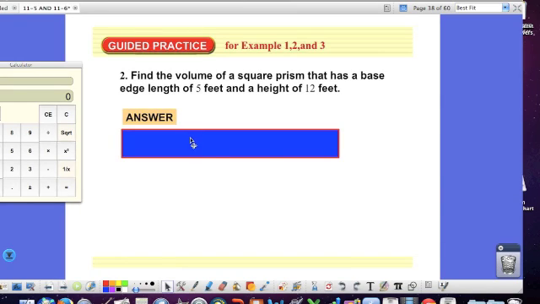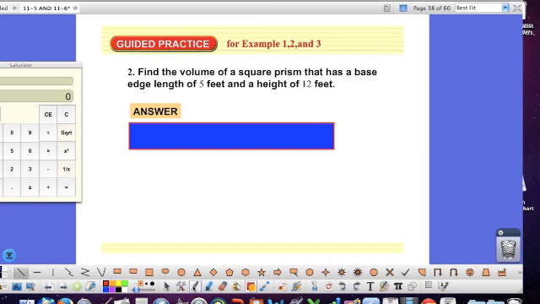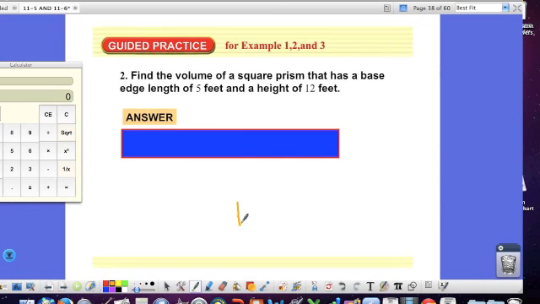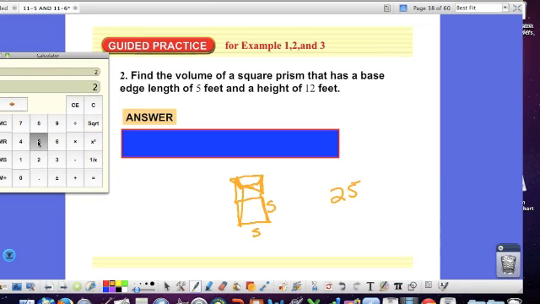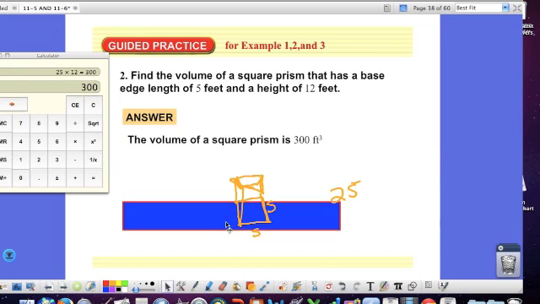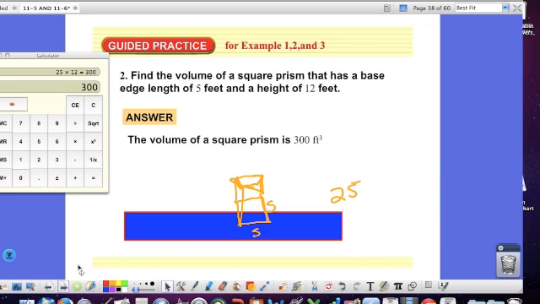Find the volume of a square prism that has a base edge length of 5 feet and a height of 12. Since it has a base edge length of 5 and it's a square, that's 5 by 5 is 25. And then it's 12. It's a very bad drawing, but you get the point, it's 12 feet high. So 25 times 12 is 300. It has a volume of 300 feet cubed.